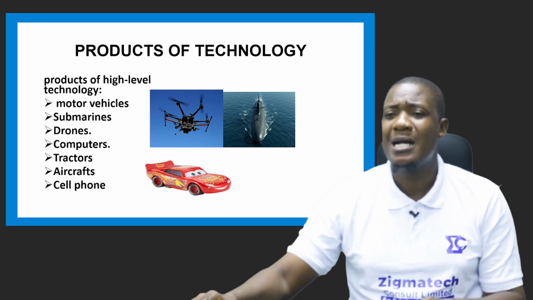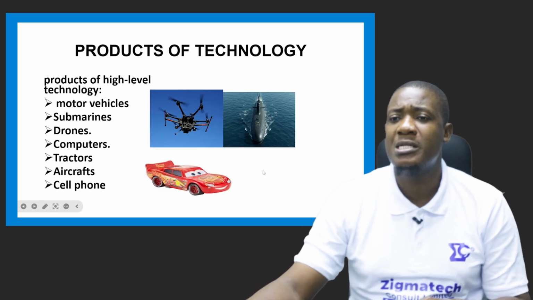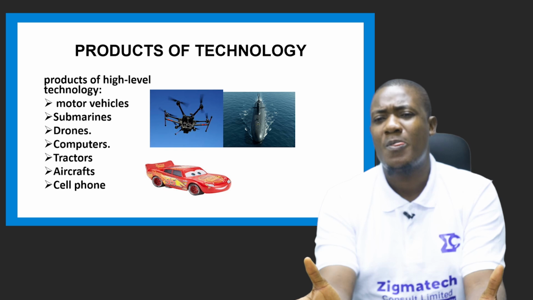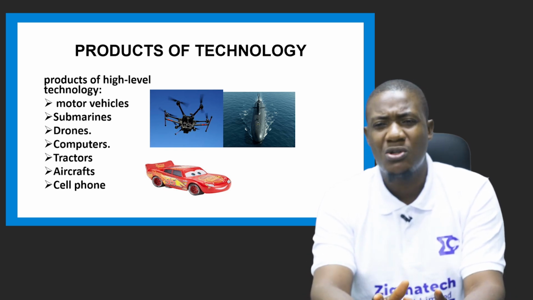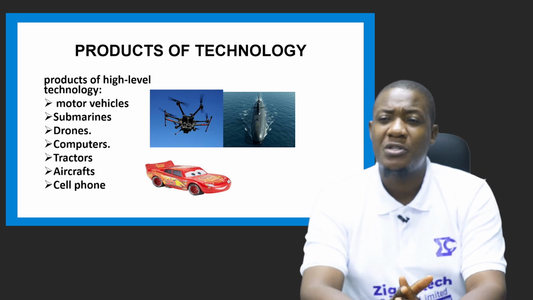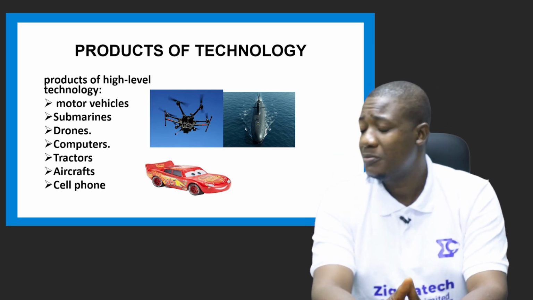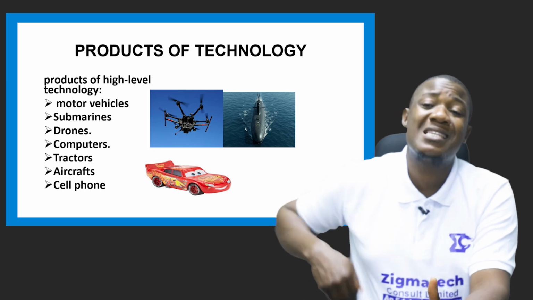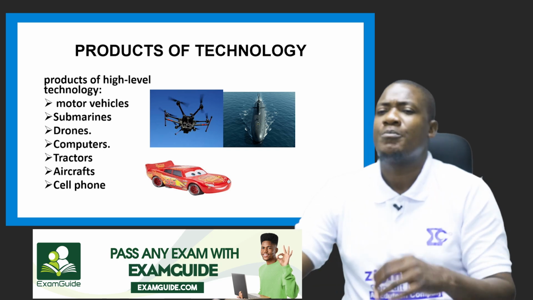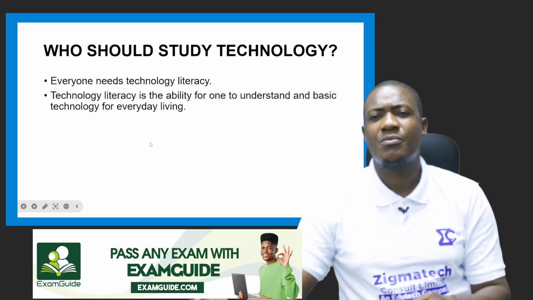We have the drones there. Of course, what you see here on the screen is a drone. Okay, we have the submarine. This is a car on the screen. All of these are products of technology. Everywhere you go is technology. The computers today are products of technology. Your wristwatch is a product of technology. Name it, the bulb, they are products of technology. The seat I'm sitting on is a product of technology. Everywhere you go, you must encounter one product of technology.